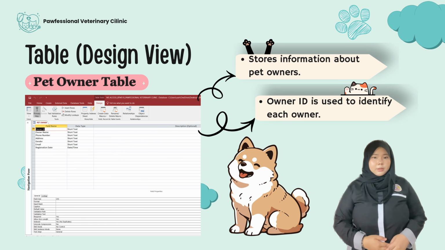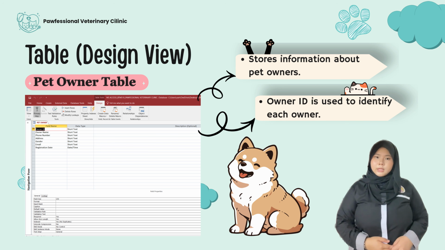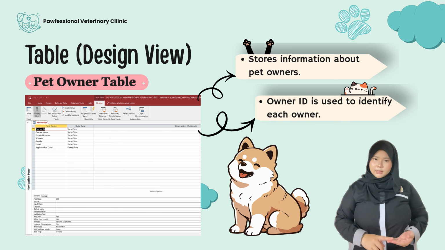The first table is the pet owner table, which stores information about pet owners. It includes several important fields like the owner ID, the owner name, the phone number, address, gender, email, and the registration date.